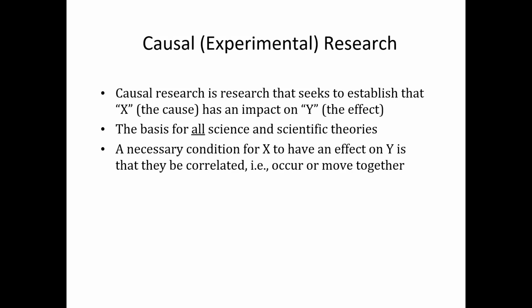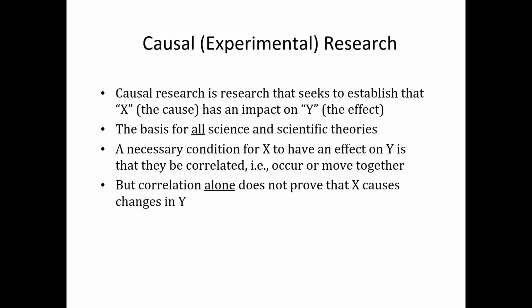In order for X to have an effect on Y, we must first and foremost establish that they are correlated, that is, they occur or move together. This is what we call a necessary condition. For example, if you want to claim that advertising a product causes its sales to increase, a necessary condition is that when the advertising increases, so do sales.